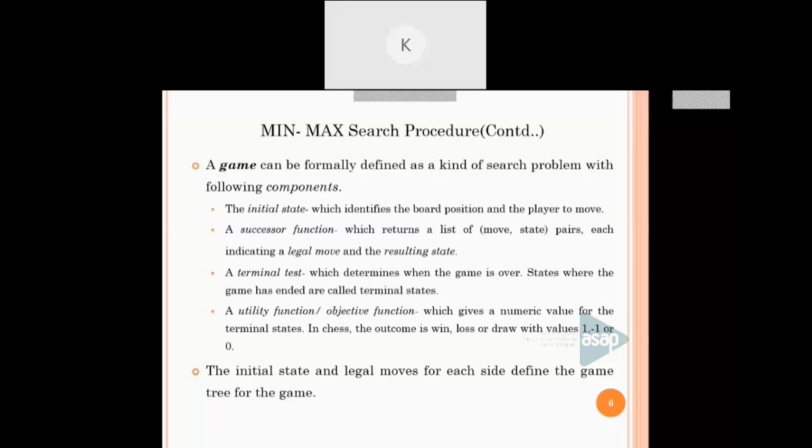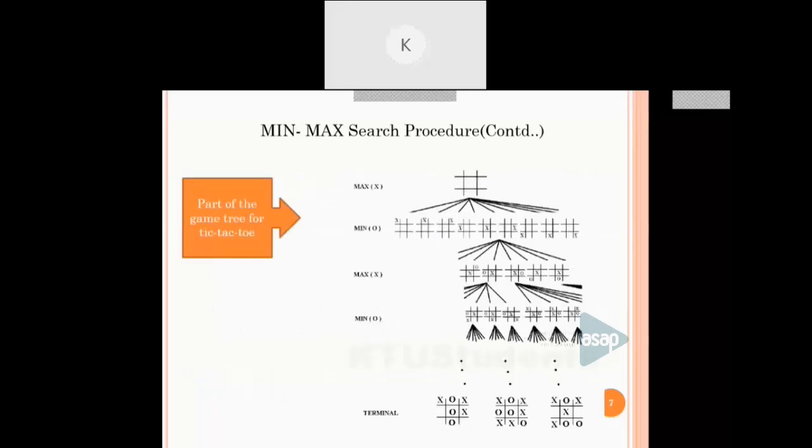So this is the formal definition of game. Let us move to the next slide. So here, for our understanding, the tic-tac-toe game is explained. All of you are aware of tic-tac-toe from the previous modules. To understand how this min-max algorithm proceeds, it is explained with a simple diagram of tic-tac-toe.